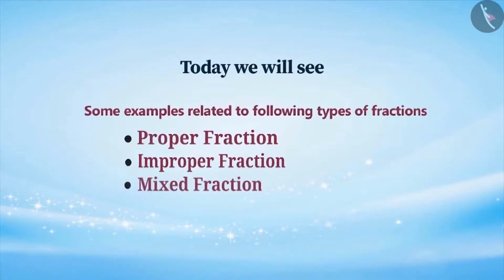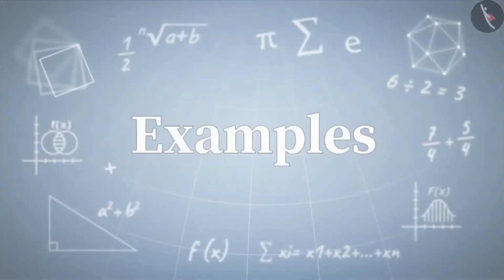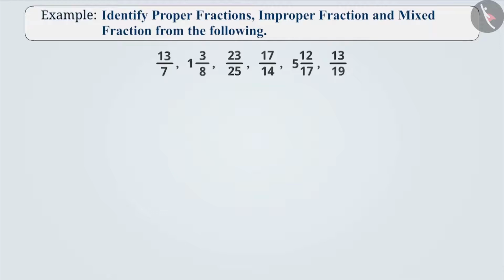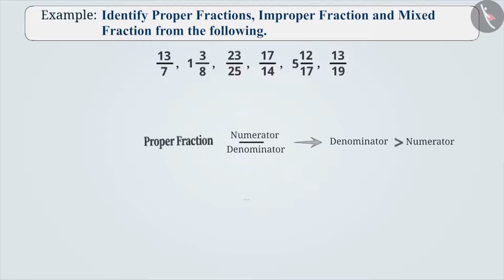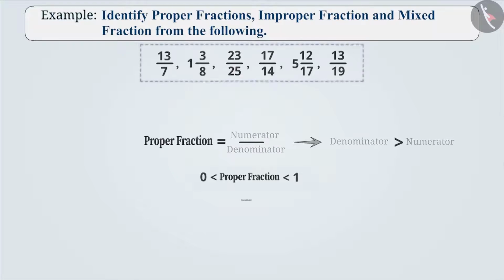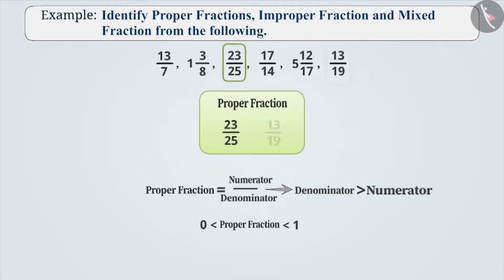Today we will see some examples related to the following types of fraction. Identify proper fraction, improper fraction, and mixed fraction from the following. Whenever the value of the denominator is greater than the numerator, then it is a proper fraction. The value of this fraction is greater than 0 but less than 1. So, among the given numbers, 23/25 and 13/19 are proper fractions.